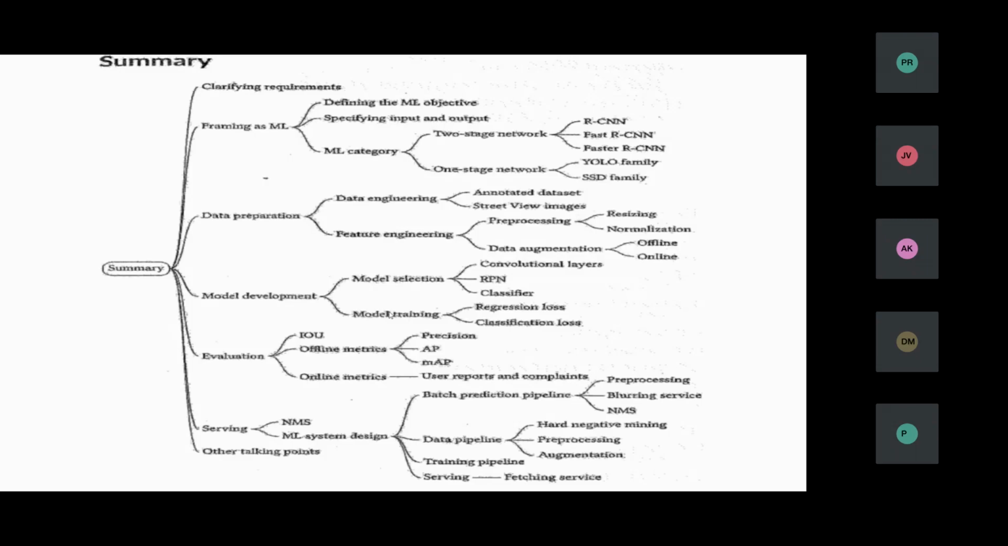So in data preparation, we prepare the data to be taken in as an input, and in data engineering we discussed the annotated data sets that we have, and the street view images. In feature engineering, we discussed the techniques used for preparing the data to be taken in as an input. In pre-processing, we discussed resizing as well as normalization, and in data augmentation, we discussed the offline and online methods and their trade-offs.